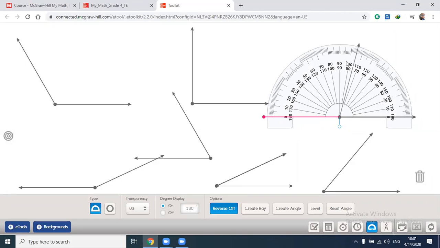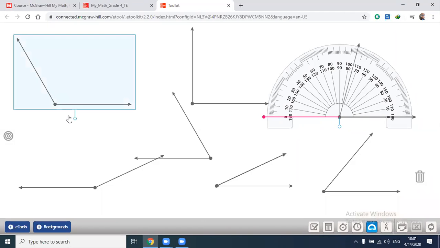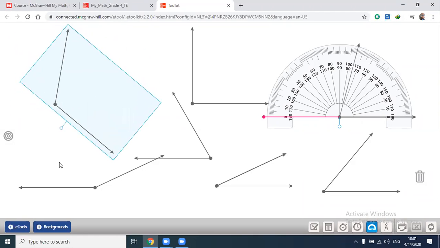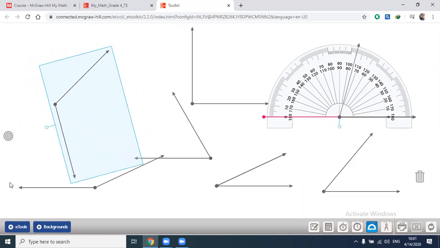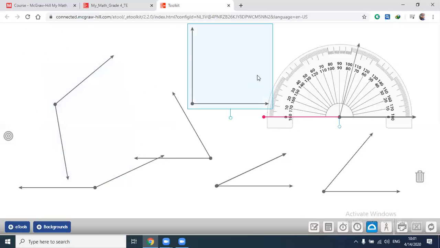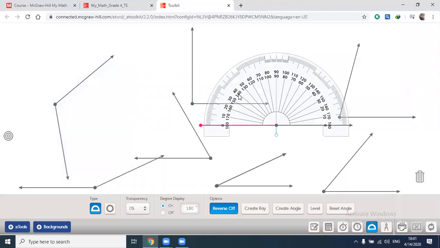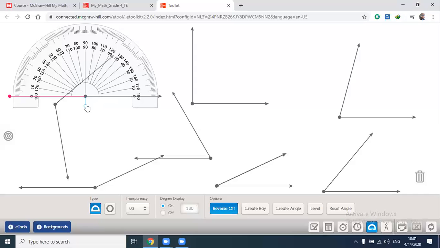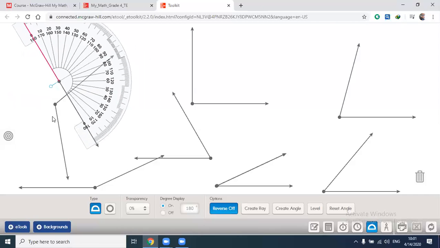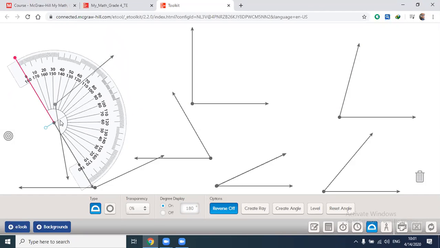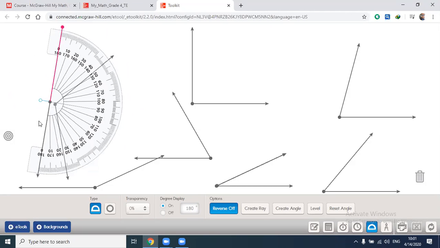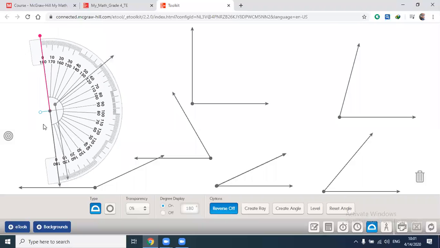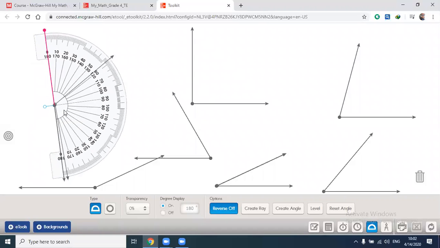Also this angle. If I change it like this, I can measure it easily. Move the protractor and place it at the center of the vertex. I can rotate it like this, read this one, and then place it here.